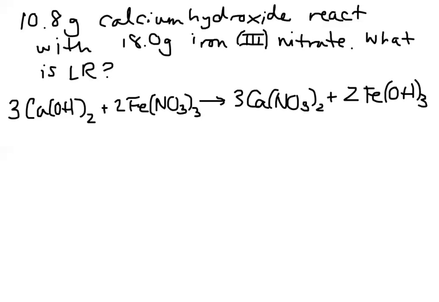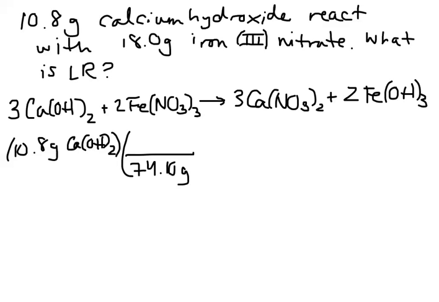Okay. I chose to go to the product iron hydroxide. If you go to calcium nitrate, that's okay too. You will get the same answer for what is the limiting reagent, but not the same answer for the yield. So I'm going to start with 10.8 grams Ca(OH)2. And I'm going to convert that using the molar mass, which is 74.10 grams per 1 mole of calcium hydroxide.